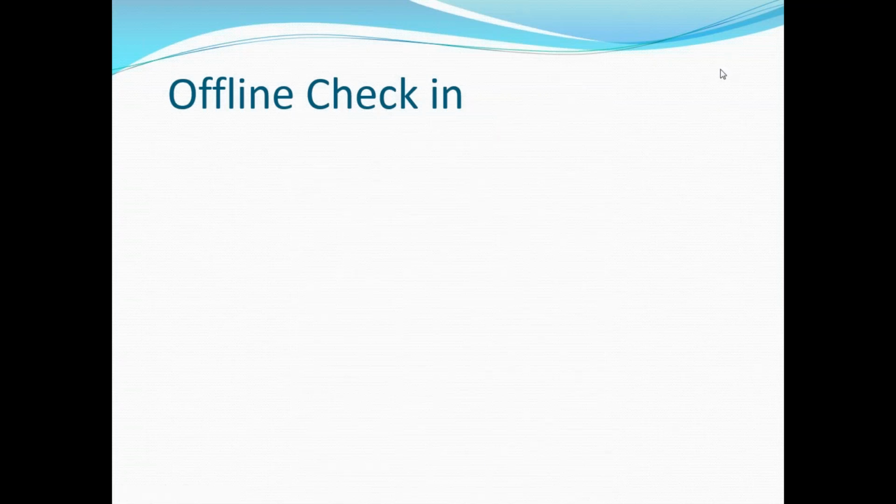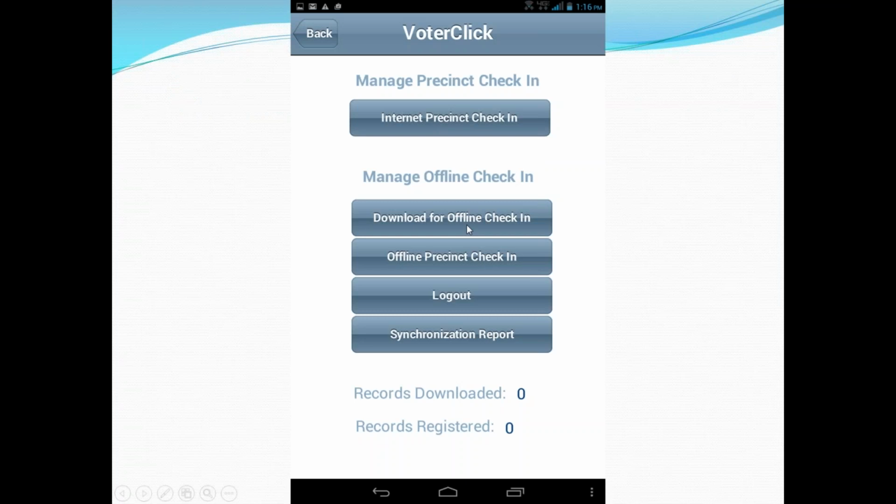All right, let's talk about offline check-in. Offline check-in has a number of steps because what you have to do is first download the complete voter list. The purpose for having offline check-in is because sometimes where we're having our caucus meeting, there is not good internet coverage for any reason, whether it's a data plan or Wi-Fi, you just can't get a good signal there. So our process is going to be that first, we're going to download for offline check-in.